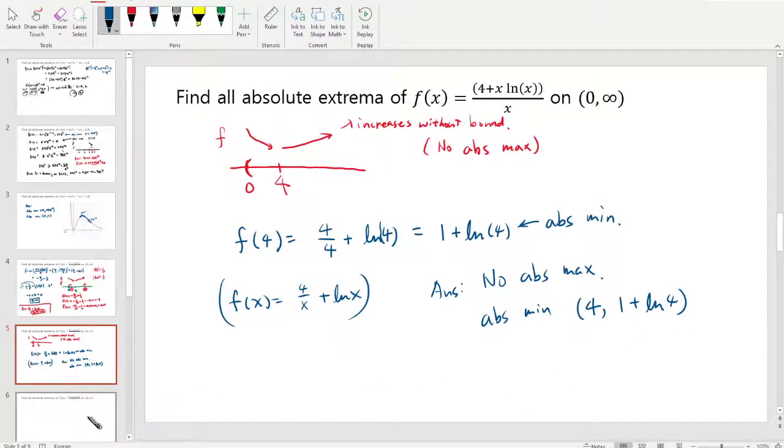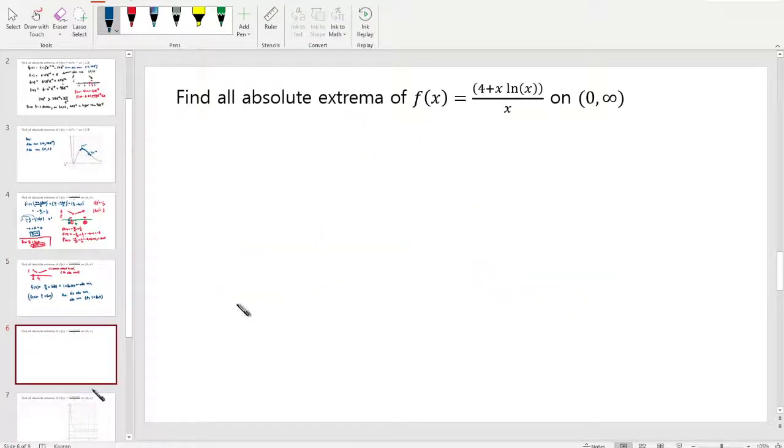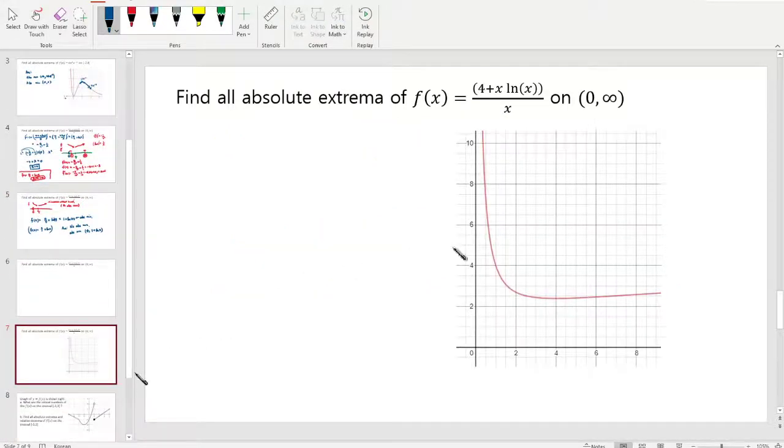And I also drew this in a graphing calculator, and this is how it looks. So it's really hard to judge from the graphing calculator. Actually, for this problem, even with the graphing calculator, you'll really struggle trying to figure out what the minimum is because it's so flat here. Okay, but the calculus tells us that the minimum is right here, which is 1 plus ln of 4.